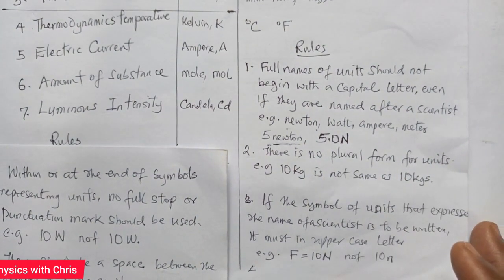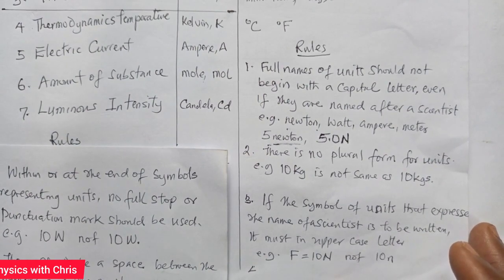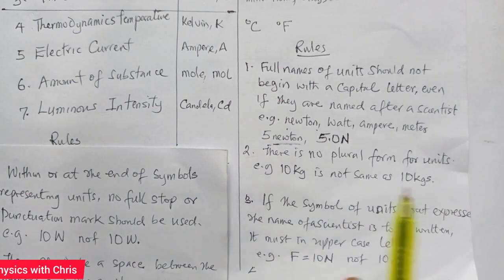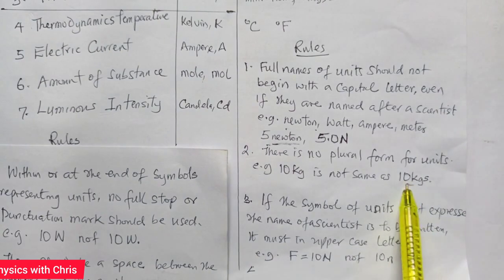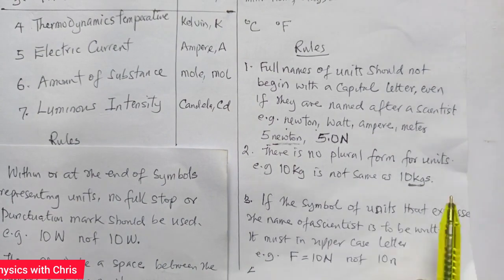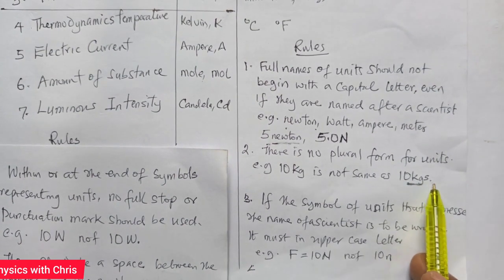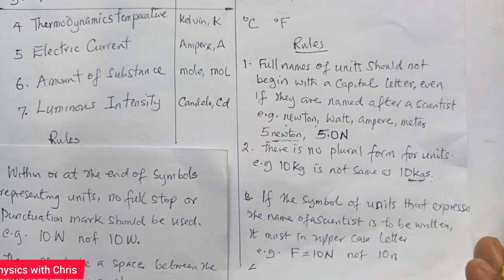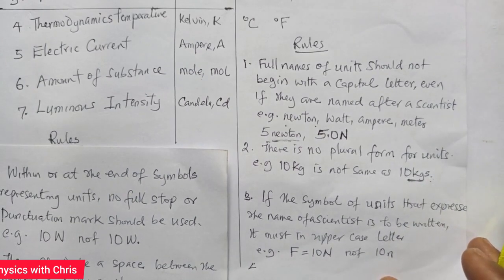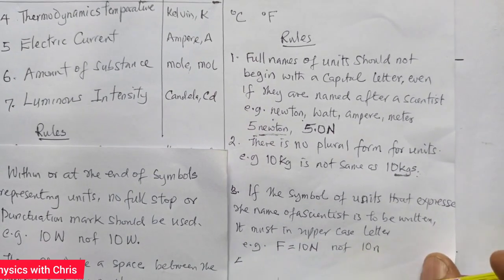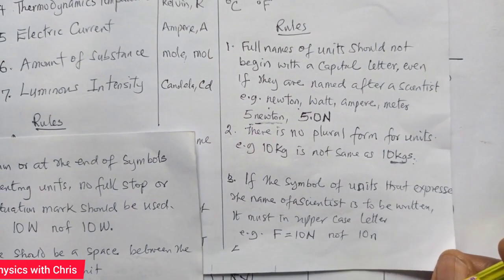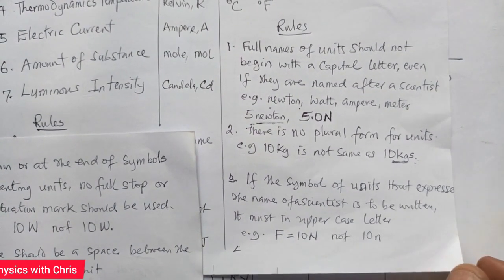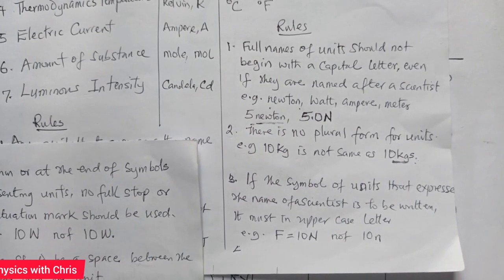Okay, the second rule is that there is no plural form for units. For example, 10 kg is not 10 kgs. If you write it this way, it means something else. We would interpret the s as seconds. So no plural form for units. Number three, if the symbol of a unit named after a scientist is to be written, it must appear in uppercase. I've said that before. Okay, so these are three rules.